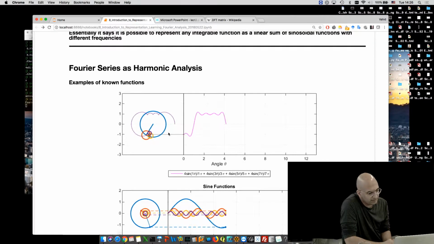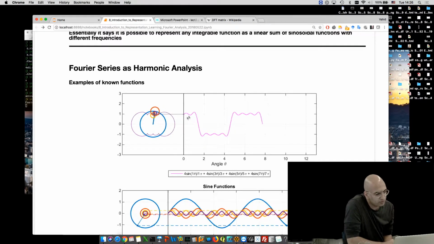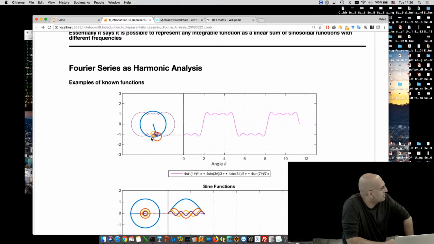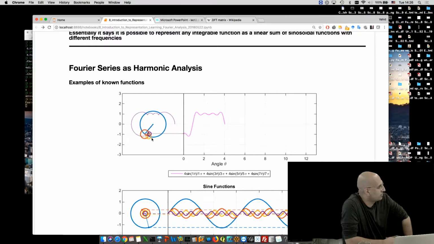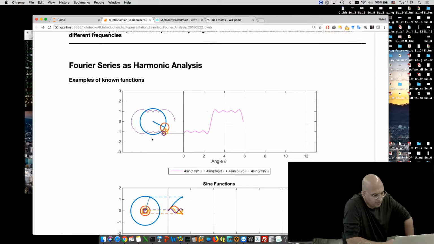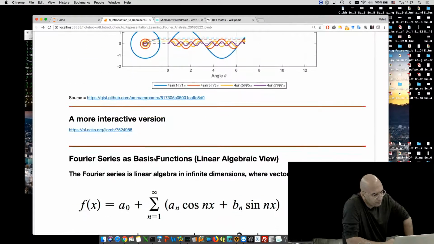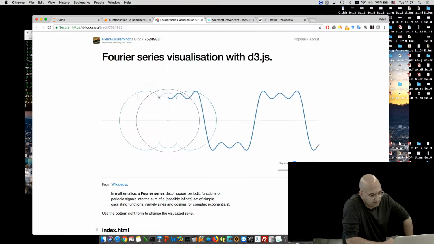So for example, if you want to get this pattern, you can see that this is just the sum of these different cycles, right? And there is a theory that you can represent any function as long as it's integrable. Or for example, this one, you see that they're working. And maybe a more interactive version would be like this.